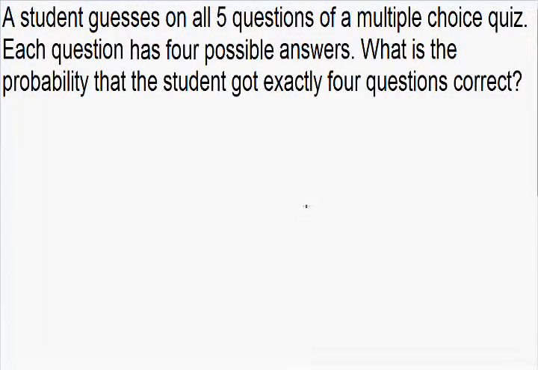Okay, so welcome to my video on binomial distribution. And it's really important to know that this method of probability is only possible if there are two outcomes. So what do I mean by this? An easy example would be flipping a coin 5 times. When you flip a coin, there's only two possible outcomes. It's either going to be heads or it's going to be tails.